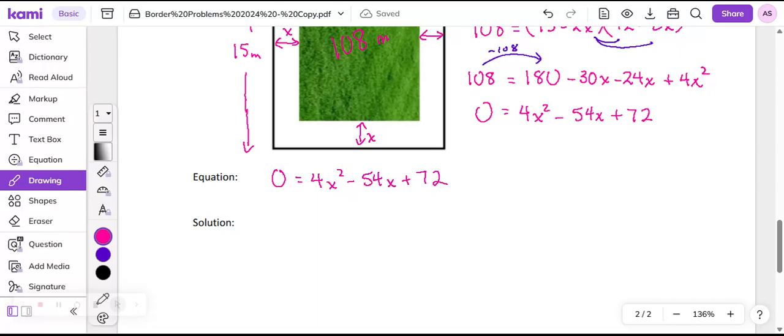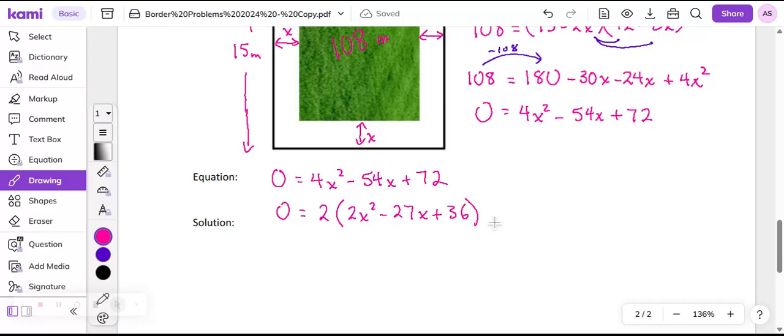Let's work together here. Let's walk through the checklist. Any common factor we can divide out? Kim? Yeah, well, we can take out 2 to reduce things further, make the number smaller. So let's do that together. And what is left? 2x squared minus 27x plus 36.